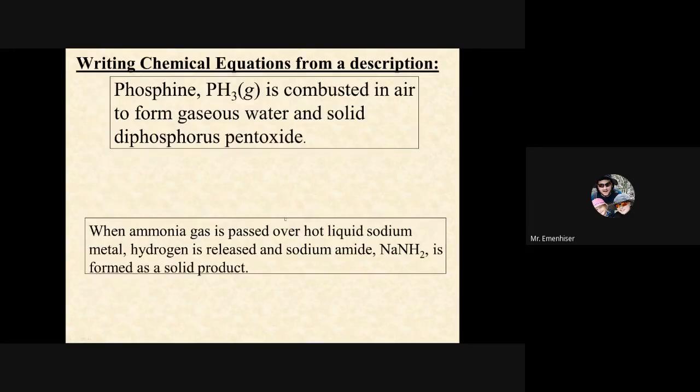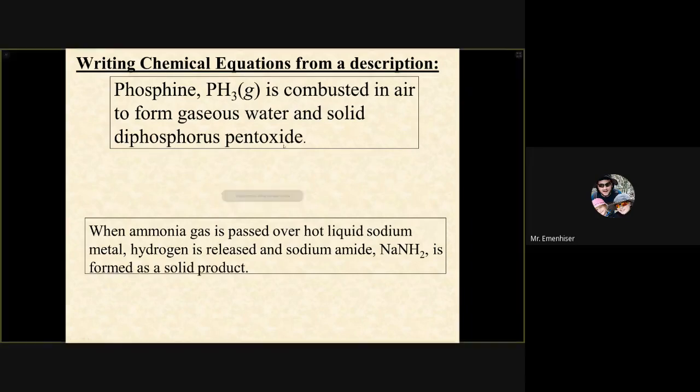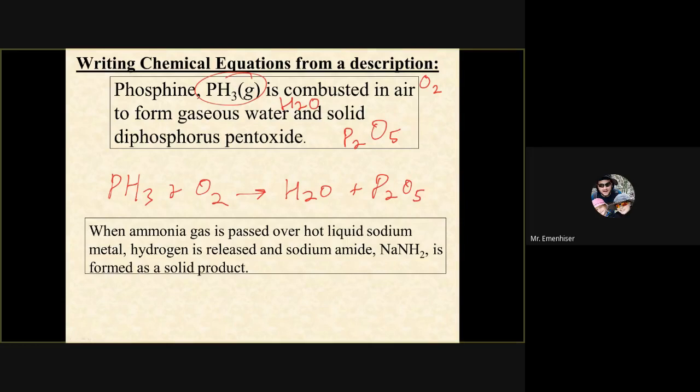All right, writing chemical equations from a description. So here, phosphine is combusted in air to form gaseous water and solid diphosphorus pentoxide. So let's write some of that stuff. So we already know the formula for this. It's combusted in air, which is O2. It's going to form gaseous water, which is H2O, and solid diphosphorus pentoxide, P2O5. So PH3 plus O2. This is a nasty reaction, by the way. We're going to form water and P2O5. And then we balance.